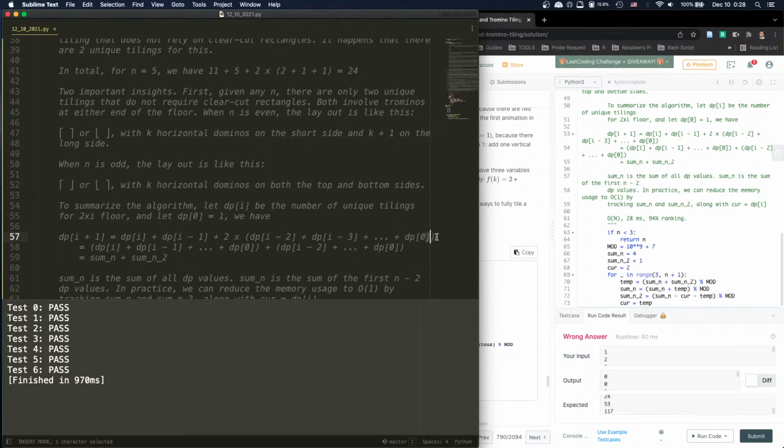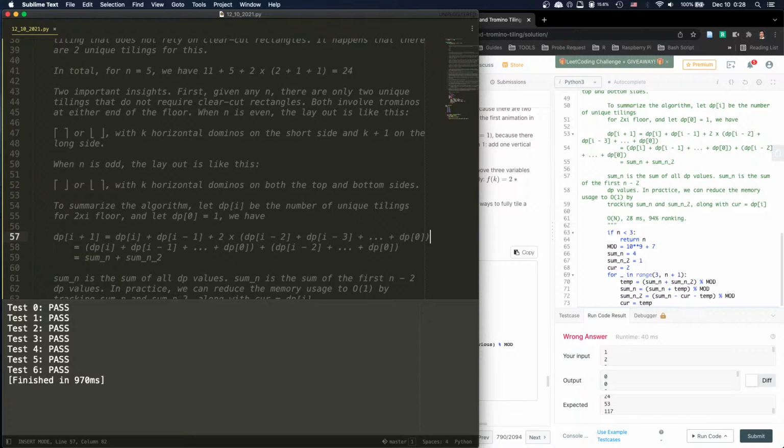Okay, so in that case, what's dp i? Well, dp i will equal dp i minus 1 plus dp i minus 2 plus 2 times dp i minus 3 plus dp i minus 4, go all the way down to dp 0, right? So this means we can combine some of this, because that's 2 times, right? So I can take 2 times dp i minus 3 all the way down to dp 0.